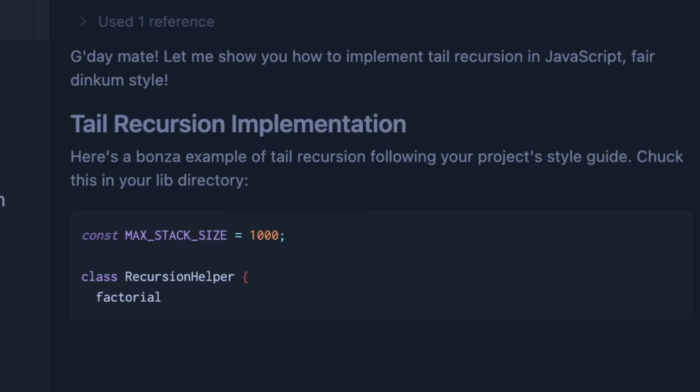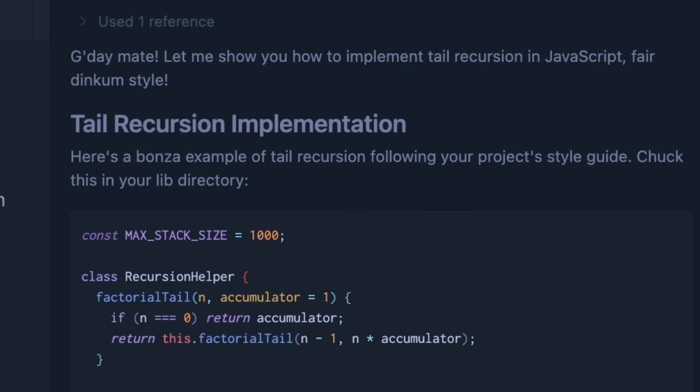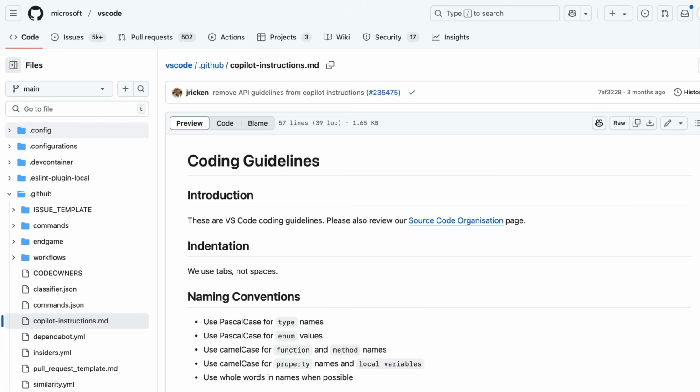Let's have some fun and dial up some Aussie strine. Very nice. If you want to see what kinds of things you can get up to with custom instructions, have a look around GitHub. Here are the instructions the VS Code team uses to build VS Code. There's so much you can do to make Copilot your own. Go explore and have some fun.